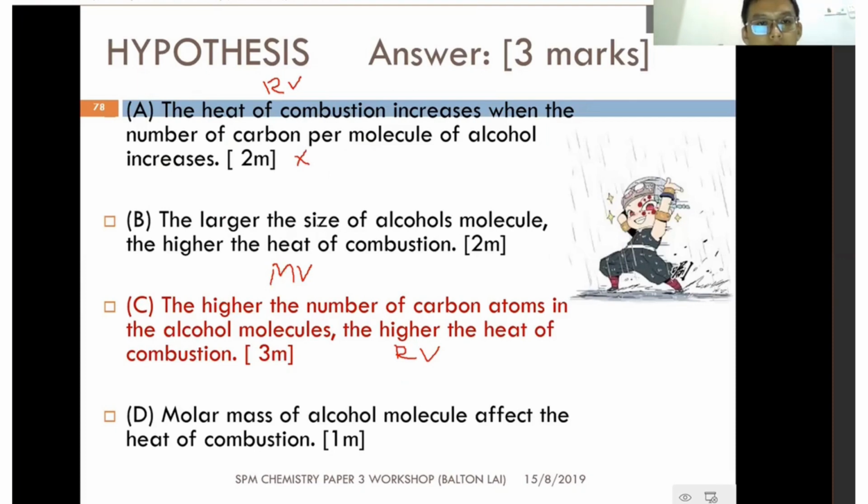This one, the larger the size. We don't use the size because we cannot say size. We must mention number of carbon. This one is not accurate. The molar mass, molar mass also not suitable. We don't want molar mass.